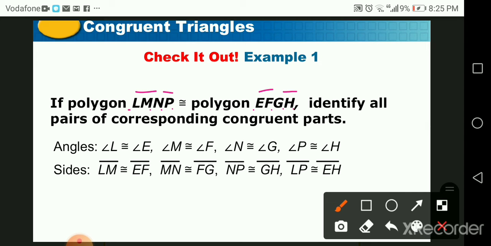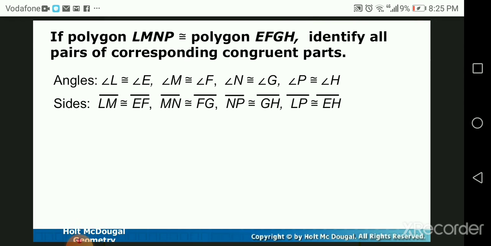What about if I say LP? I take the first letter and the last letter. So take here the same, the first and the last. It will be EH. Okay, guys? Okay, easy? I think it's easy.